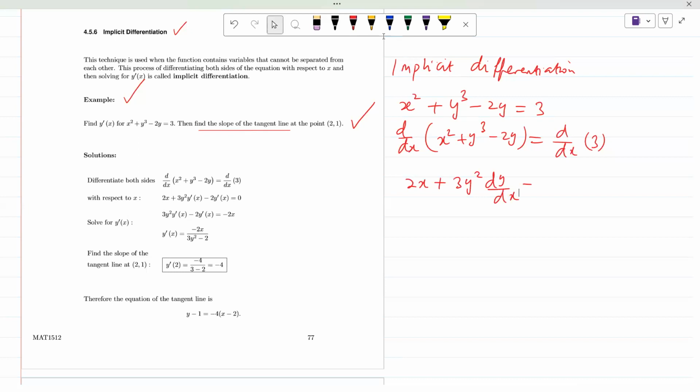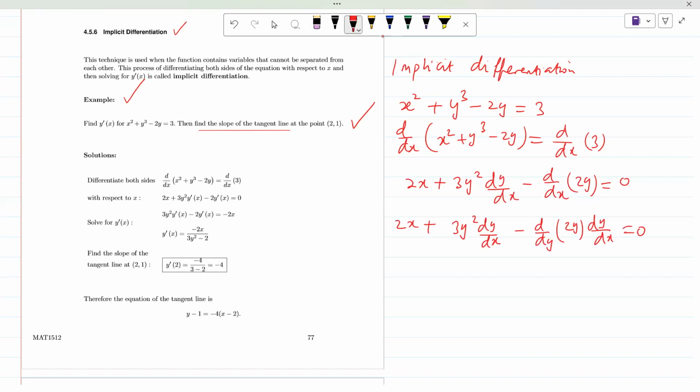Then minus 2. So now at this point, you can put d/dx of 2y. I'm just doing this on paper. The derivative of the constant 3 is 0. We have 2x plus 3y squared dy/dx, and then minus the derivative of 2y, which is 2 dy/dx, equals 0.